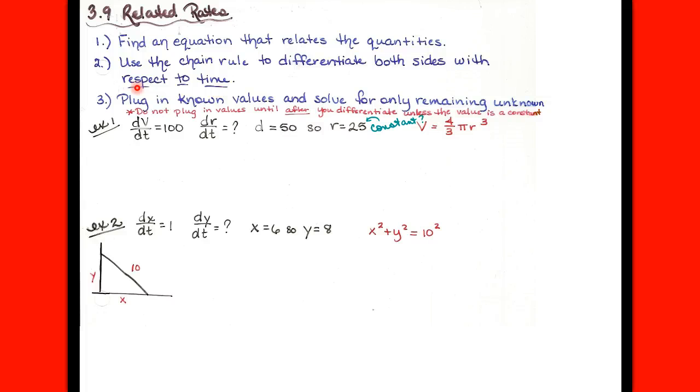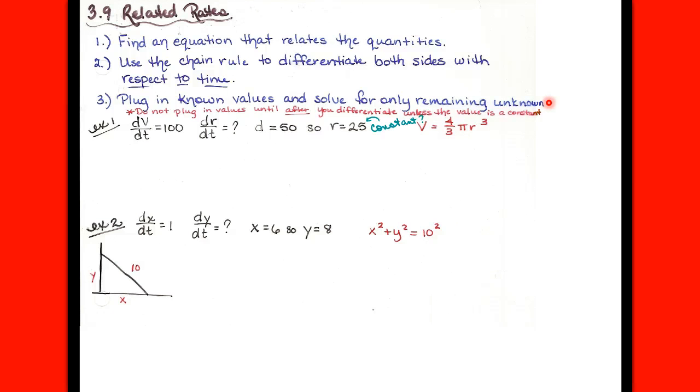And then number 3, we'll go back and plug in the known values that they give me in the problem, and then solve for any remaining unknowns. And if I've done this correctly, there will only be one remaining unknown, and it'll be the one thing they asked me to find. Always nice when that happens.